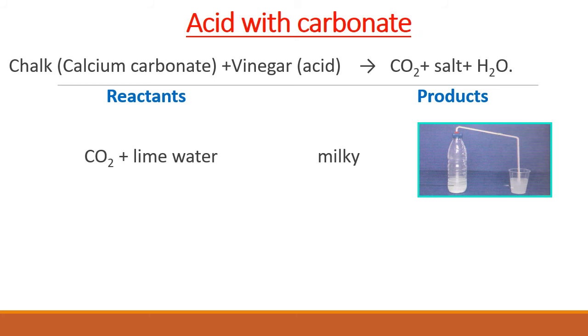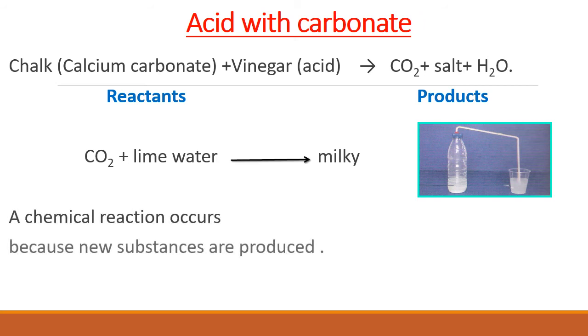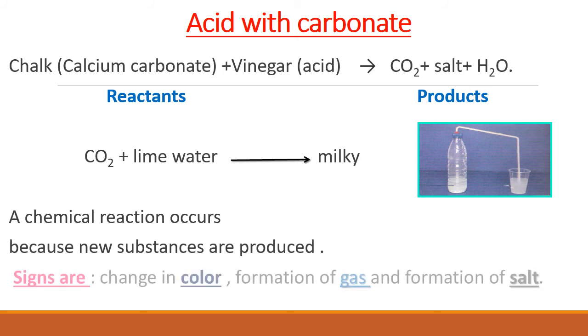As we said, when carbon dioxide is added to lime water it turns it milky. A chemical reaction occurs because new substances are produced. What are the signs? Change in color, because the lime water was colorless and it turns milky. Formation of gas. What is the gas formed? Carbon dioxide. And formation of salt. Why? Because there was precipitation.